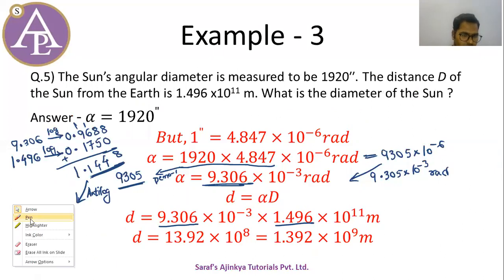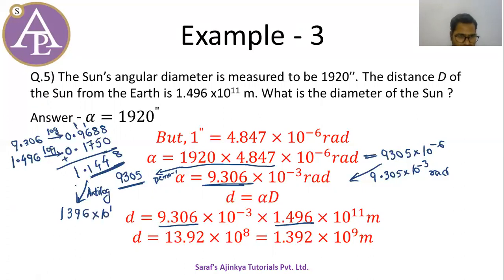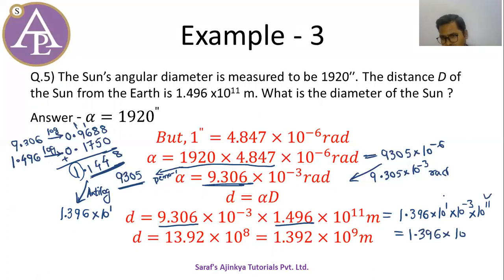So this I got from the antilog table, I got 1396 into 10 to the power 1, because this is 1 here and the decimal is always after the first digit. So multiplying these, 1.396 into 10 to the power 1, and from before 10 to the power -3 and 10 to the power 11. So my answer will come out to be 1.396 into 10 to the power, this 10 plus 11 plus 1 is 12, and from 12 minus 3, so 10 to the power 9 meter. So this is my answer.